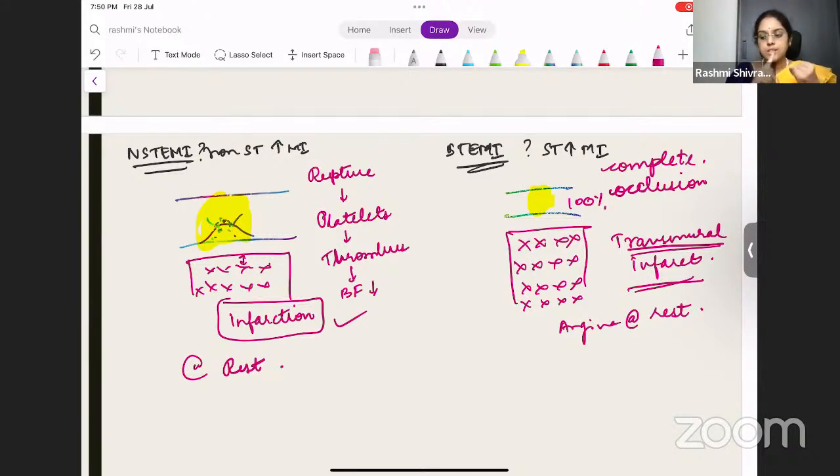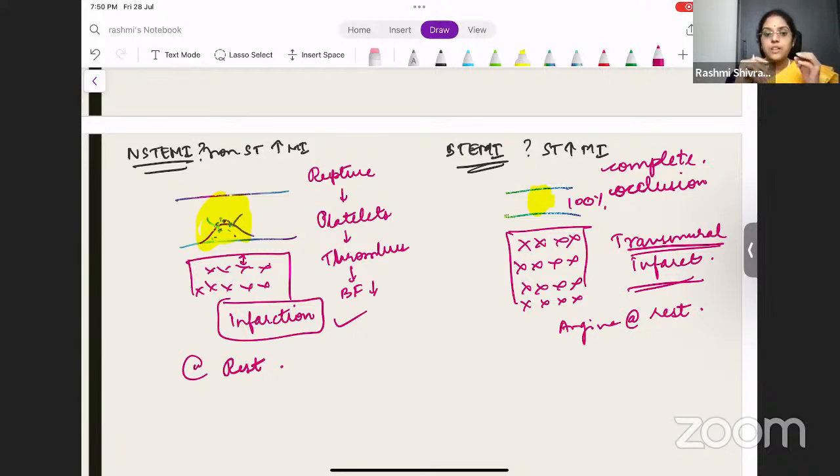In stable angina, there is a stable plaque. The fibrous plaque does not allow it to get ruptured. So there's only some occlusion of the coronary. There is still blood flow. There's subendocardial ischemia. In unstable angina, what happens? There is near total occlusion, but not total occlusion. So there will be subendocardial ischemia.